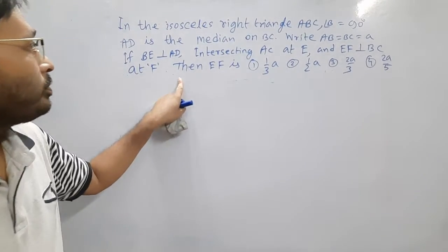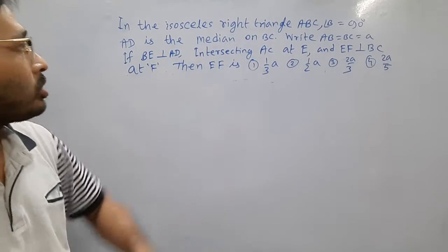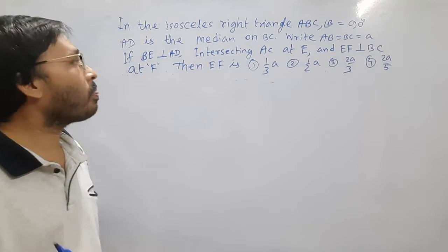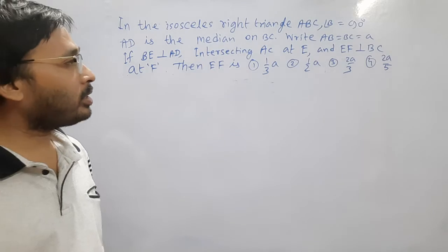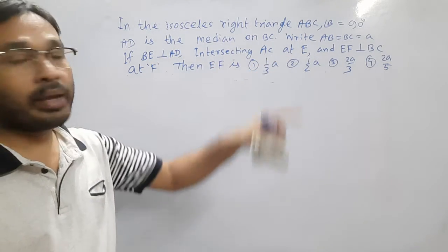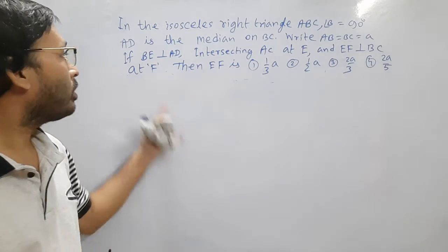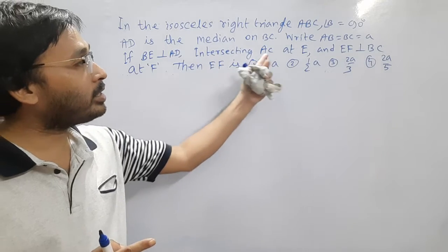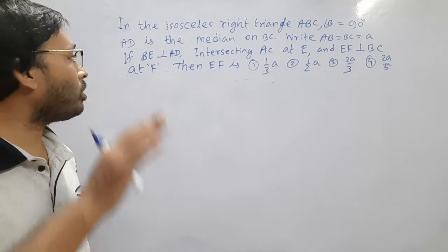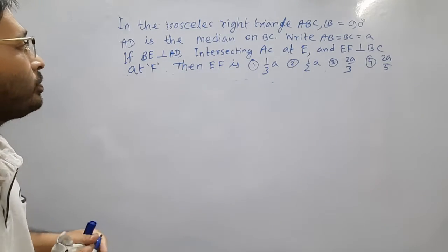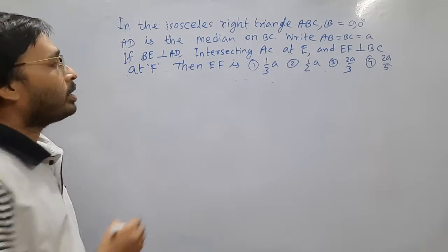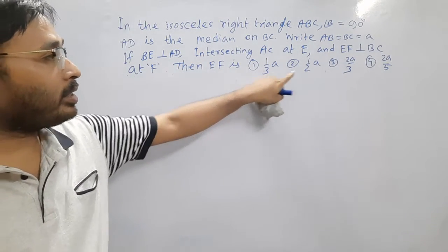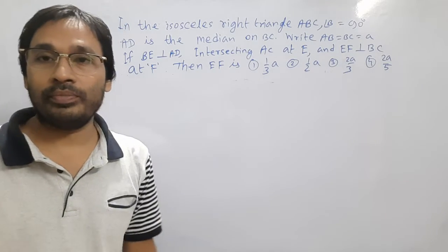Look at the question. In the isosceles right triangle ABC, angle B is equal to 90 degrees. AD is the median on BC, and AB = BC = a. If BE is perpendicular to AD, intersecting AC at E, and EF is perpendicular to BC at F, then EF is? Four options here: a/3, a/2, 2a/3 and 2a/5.